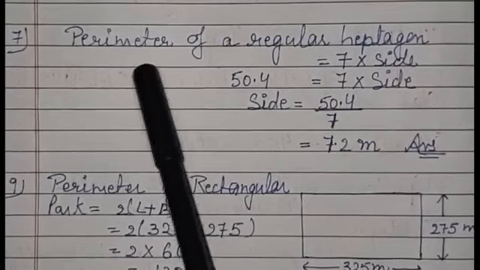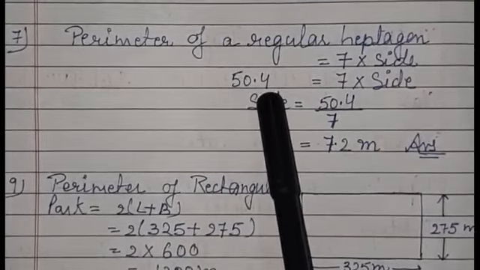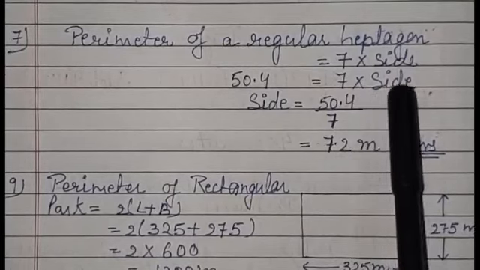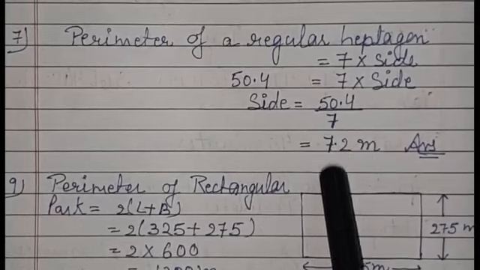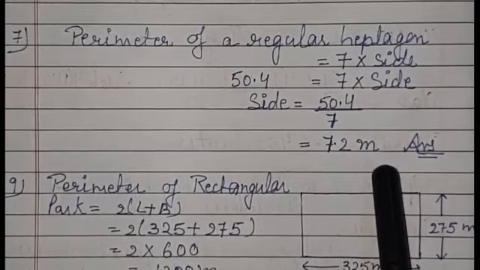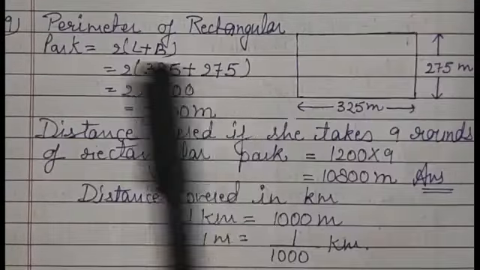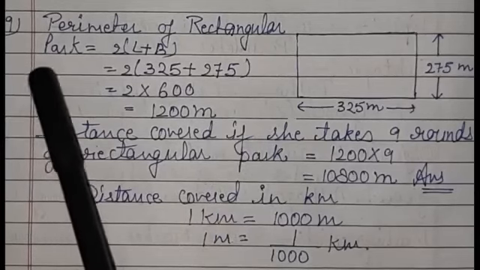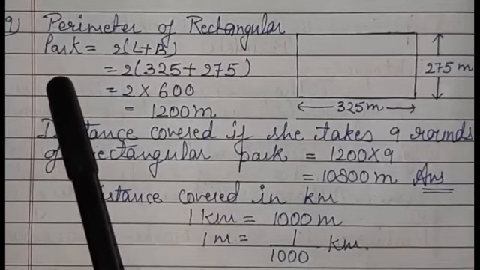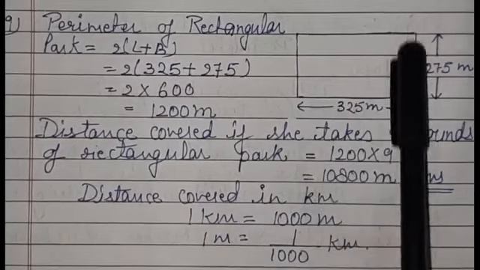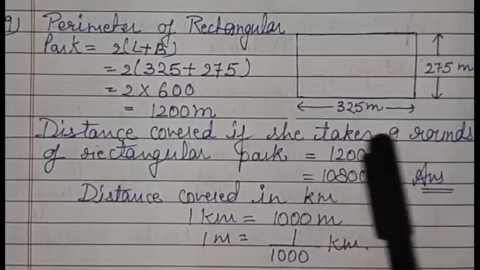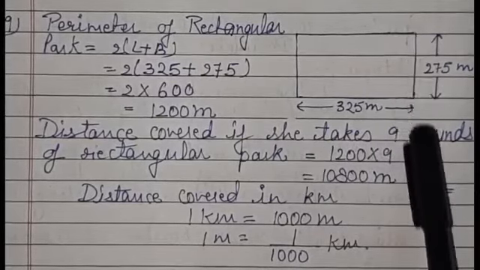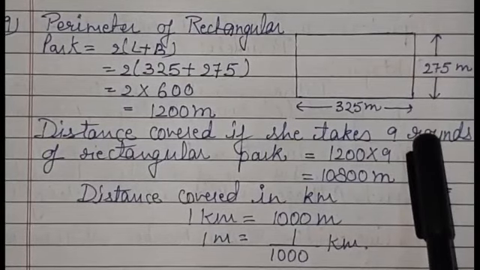Put the values. Perimeter is given 50.4 is equal to 7 into side. So side is equal to 50.4 by 7. When we solve, 7.2 meters is the answer. Come to sum number 9. That is, Mitali goes to a park for a jog daily in the morning. She takes 9 rounds of the rectangular park whose length and breadth are 325 meter and 275 meter respectively.